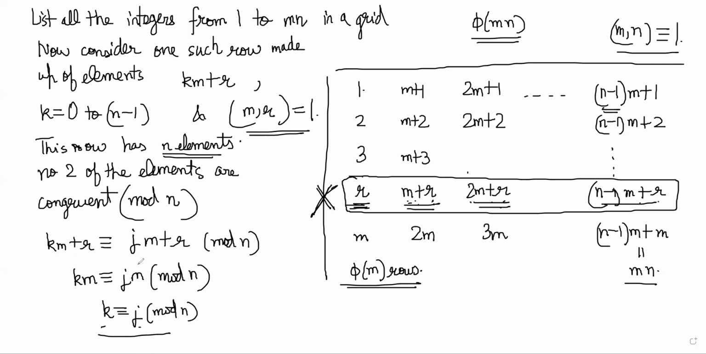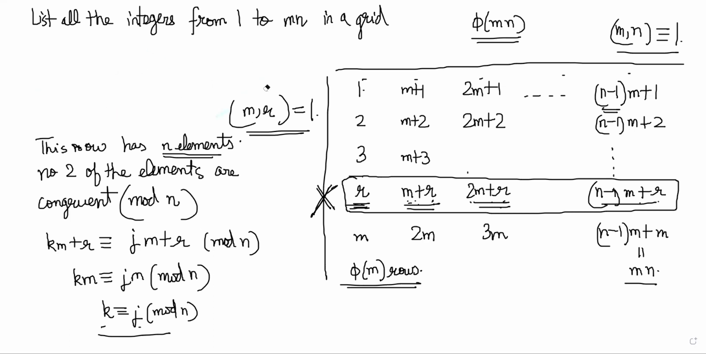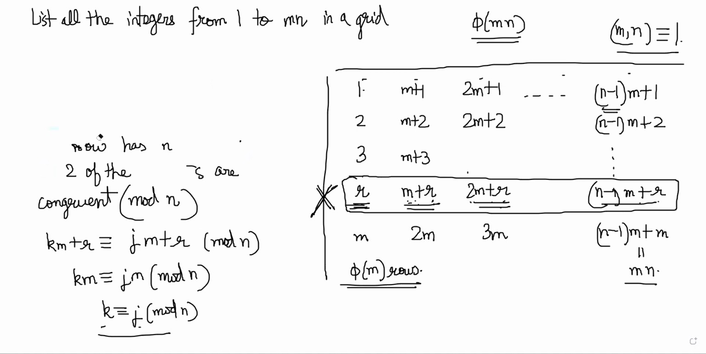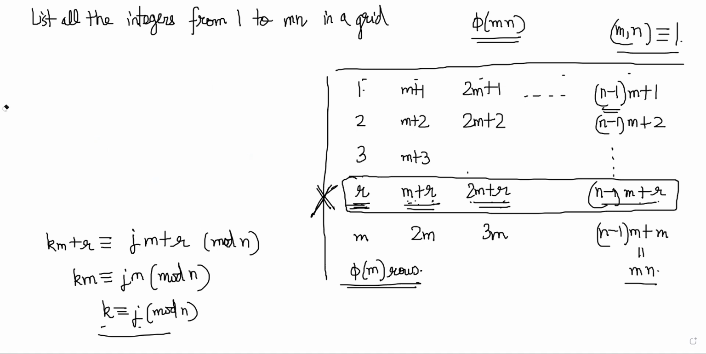So basically now we can say that since we have n elements in each row and no two of them are congruent, I'll just write it here. What I'm saying is there are n elements in each row. No two of them are congruent modulo n.